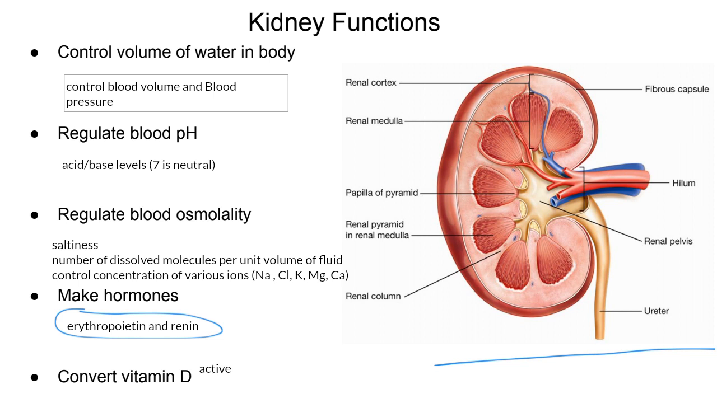So it's a pretty long list of things that the kidneys can do. It's definitely longer than just make urine. So make sure that you get this list down, right? That we're controlling the volume of water in the body, regulating blood pH, regulating blood osmolality, making hormones, and converting vitamin D into its active form.